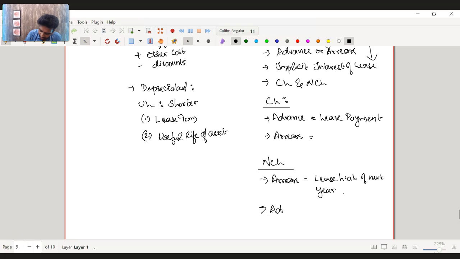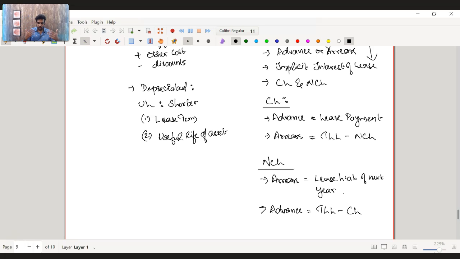If in arrears you calculate the non-current liability as the liability as of next year, then the current liability is very simple: it will be equal to total lease liability minus your non-current liability. And if it is an advance payment, then your non-current lease liability will be equal to total lease liability minus your current liability. So you need to refresh this. It's very simple, nothing complicated. You just need to remember these concepts because they are very important.